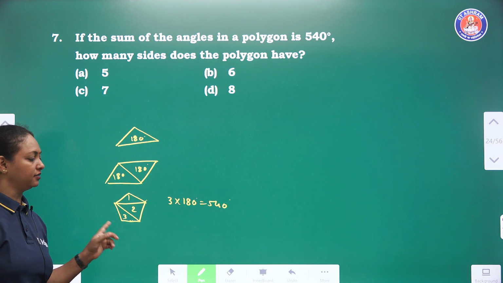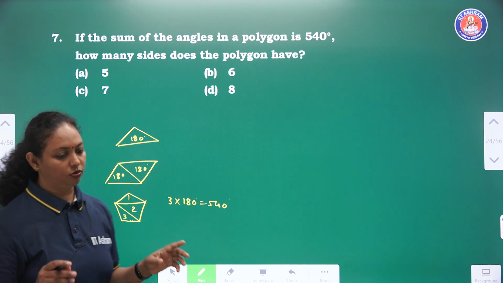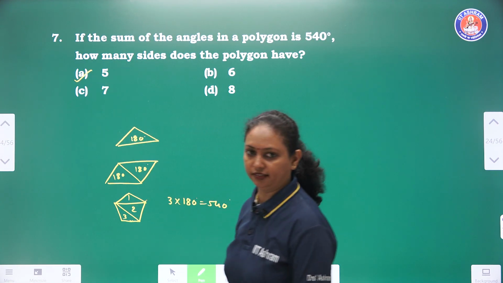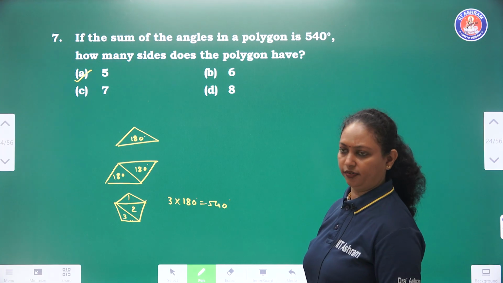But how many sides are there? 5 sides are there. So you can go with option A, that is 5 sides. One of the options is to find it.